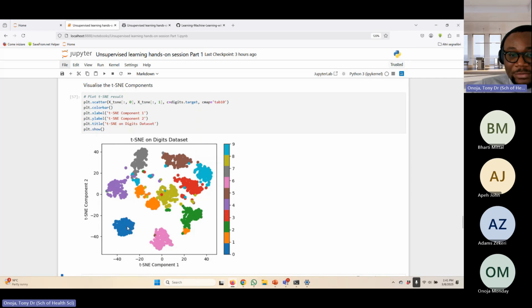Can you see where 0 is here? 1 was found here, and also a bit of here. And 2 was here, 3 was here, 4 was here, 5 was here, 6 was here. But you can see how tSNE separated the dataset much better than what PCA did.